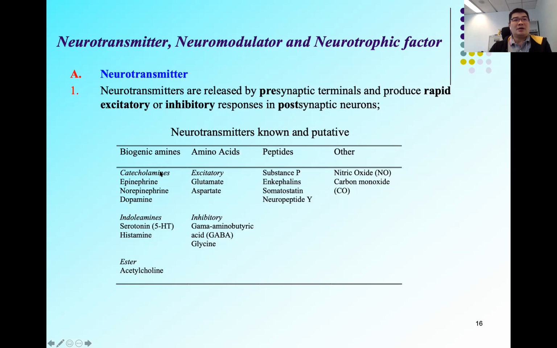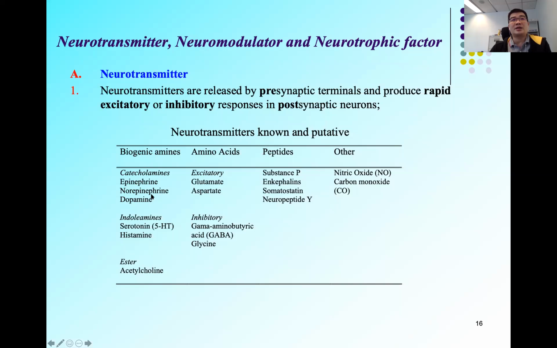Biogenic amines, catecholamines, involve epinephrine, norepinephrine, and dopamine. Now you may ask, epinephrine and norepinephrine, actually those are hormones. Remember, those are secreted by the adrenal gland. Actually, the adrenal gland also contains neuron-like cells. Those are in the sympathetic nervous system. Those are also neurons that secrete.